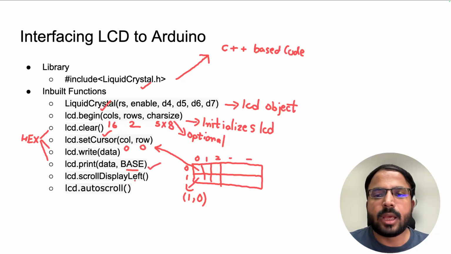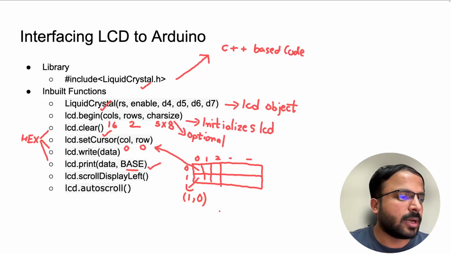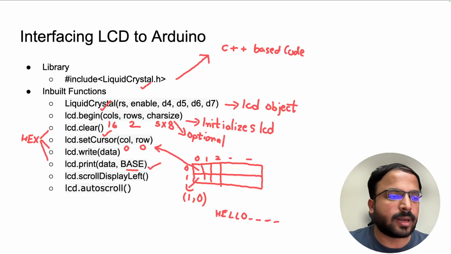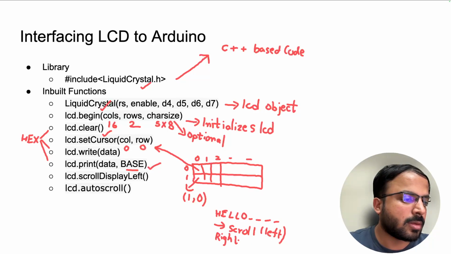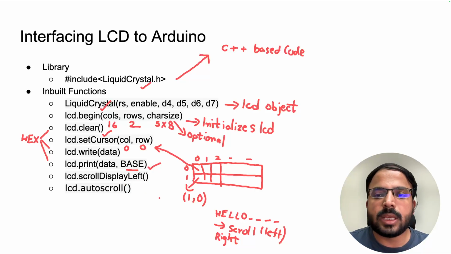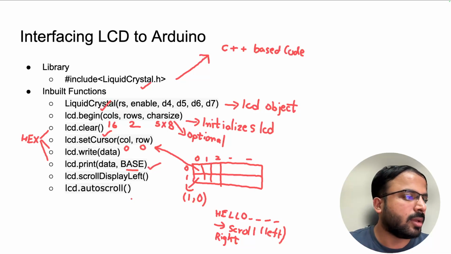Scroll display left: if you write, say, hello, and you want to keep shifting the data one character towards the left, that is scrolling towards the left. If you want to scroll towards the right, you have scroll display right also. So you have both options, scroll display left and scroll display right, and autoscroll means it will keep on auto scrolling. You also have noAutoscroll, which will stop this.